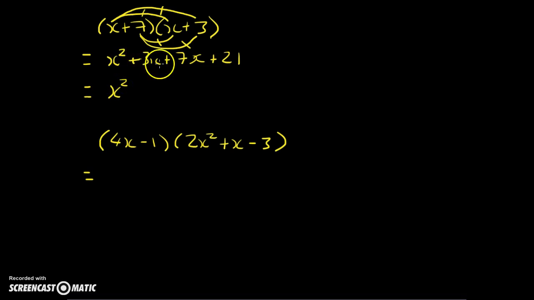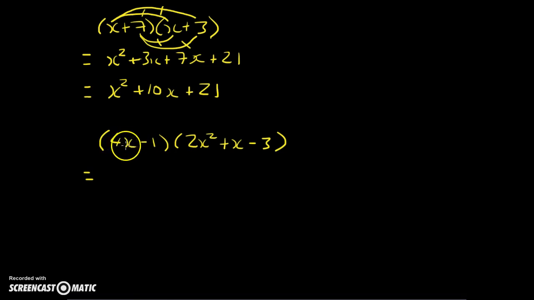There's no other x squared terms, but the x terms there's a 3x and there's a 7x. So 3x plus 7x, that's 10x. And there's no other number terms. So there's your 21.